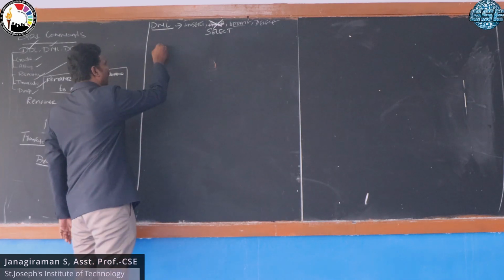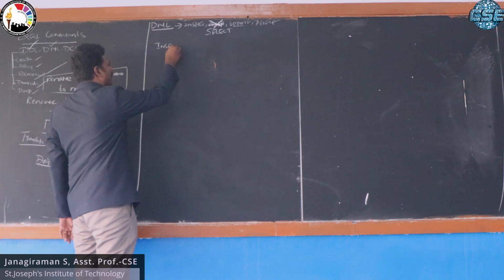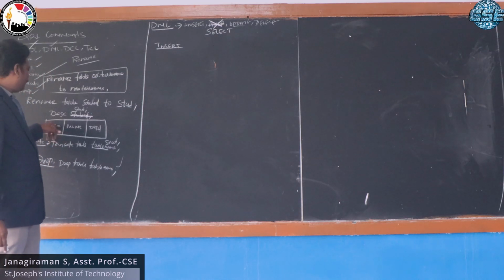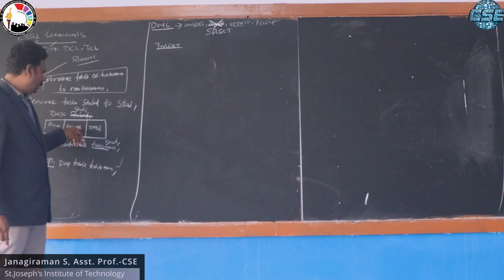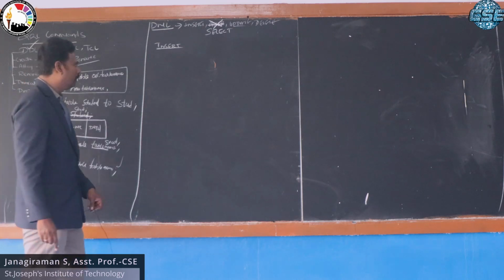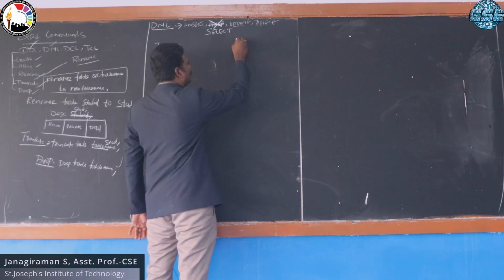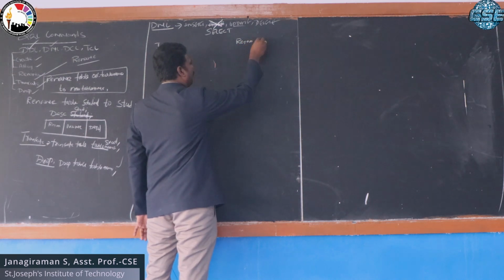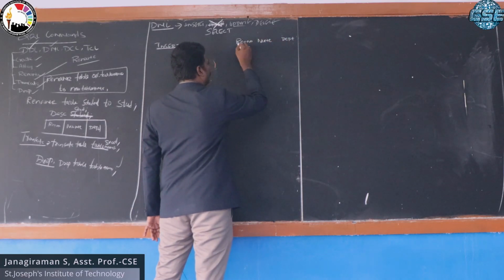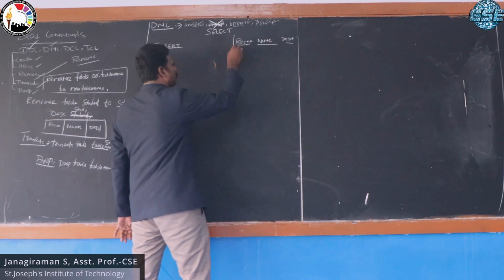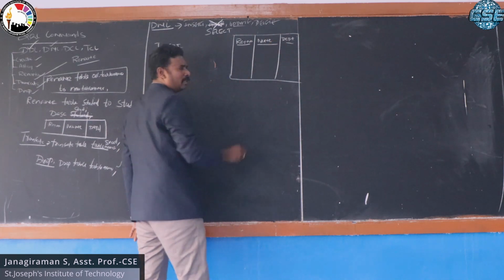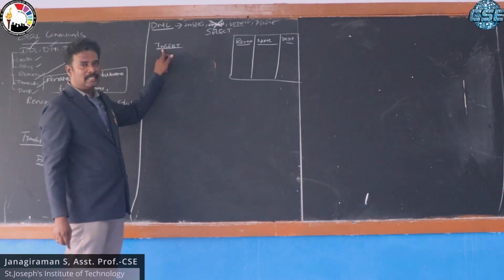So first let me try to insert a value into the table. What is the table that I have? I already have a table structure with a register number, name, department. So my role is to fill the values inside this particular structure. Let me draw the structure here: register number, name, department. This is a table. Inside the table I can fill the values only by using a DML command. The first command is the insert command, right?